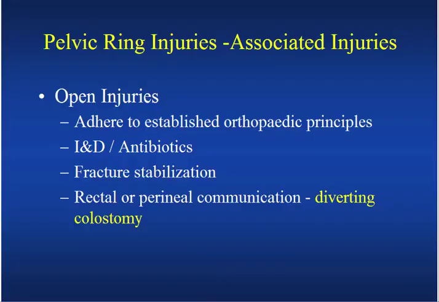Open injuries to the pelvic ring, again, are associated with a significantly worse prognosis, greater morbidity and mortality. They require aggressive IV antibiotics and fracture stabilization. If the patient is known to have rectal or perineal communication, then you should communicate with your general trauma surgeon and strongly recommend that the patient undergo a diverting colostomy.